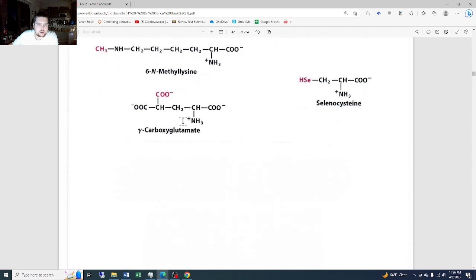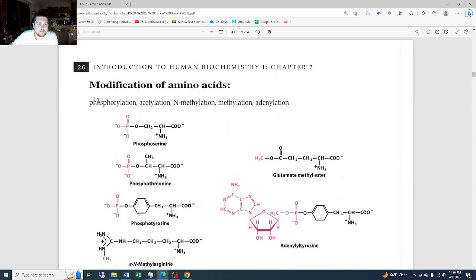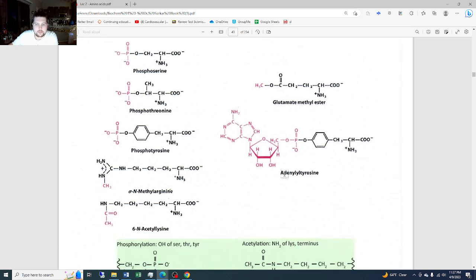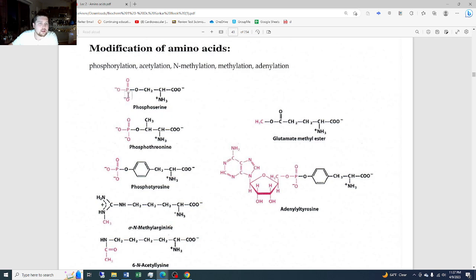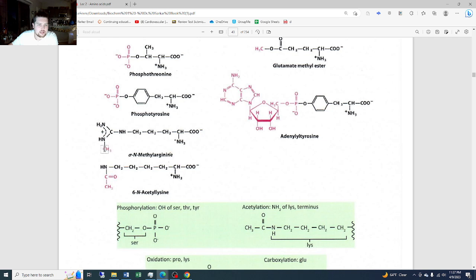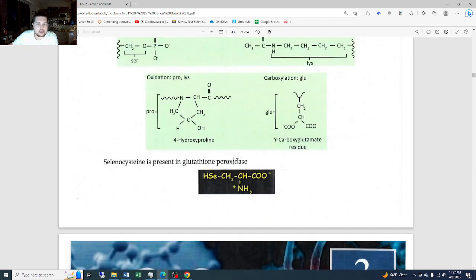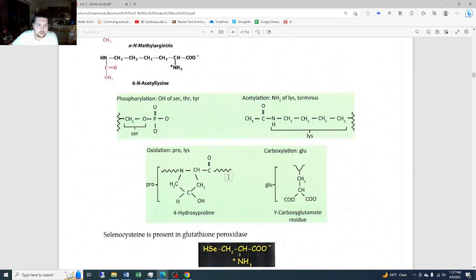Hydroxyproline, continuing down. Modification of the amino acid. This is the phosphorylation, acylation, methylation, N-methylation, methylation, and adenylation. So again, what is being added to each of these different structures? So the phosphoserine, adding of the phosphate group, adding the CH3, that methylation. And that's it for this chunk of material.